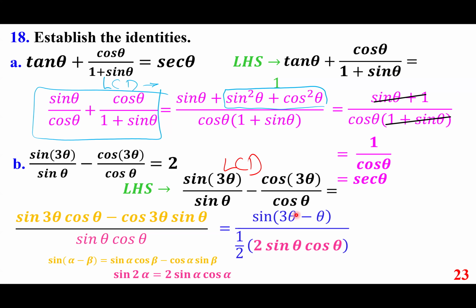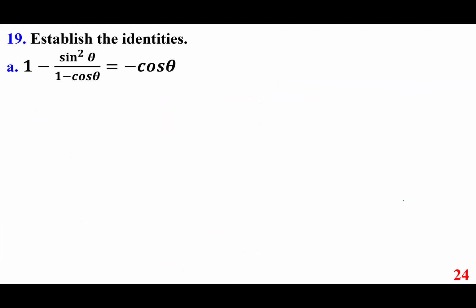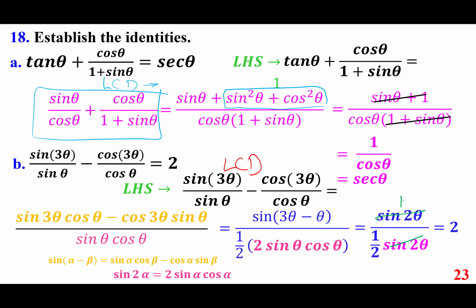What about the bottom? The bottom is 1/2 of 2 sine theta cosine theta, which is also sine 2 theta. So the top is sine 2 theta, the bottom is half of that. These two cancel each other. We get 1 over 1/2, which is 2.